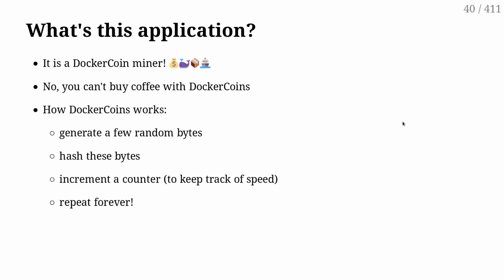The way that dockercoins works is that I have a worker that does an infinite loop, and in that loop, it's going to generate some random bytes, hash these bytes, and do nothing with them, just increment the counter. Generate data, hash the data, increment the counter, and repeat forever and ever and ever. And since we have this counter, then we have a little web UI to show how fast the counter is going.